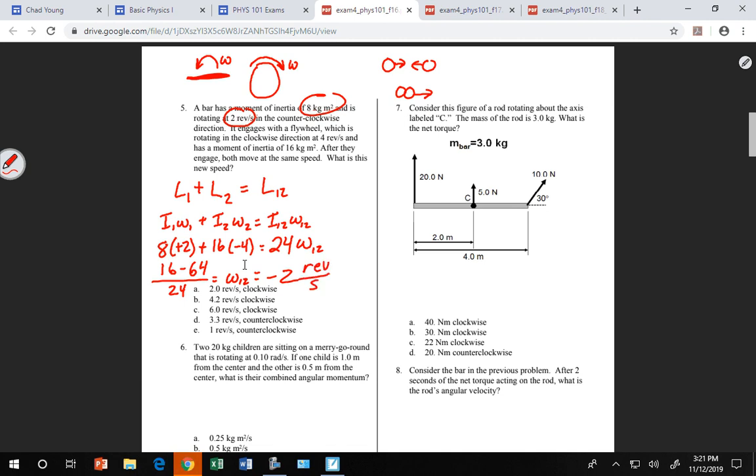Notice I didn't have to convert it to radians here because the units all cancel out. When you're doing angular momentum, you don't have to convert to radians. It's really just when you're dealing with Newton's second law and rotational kinetic energy that you have to convert to radians. So that's A, 2 revolutions per second clockwise. Okay?